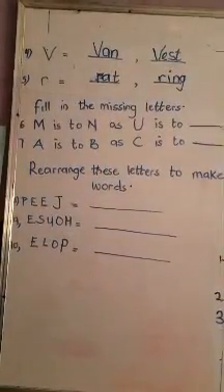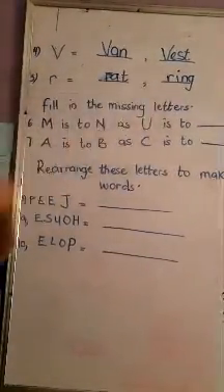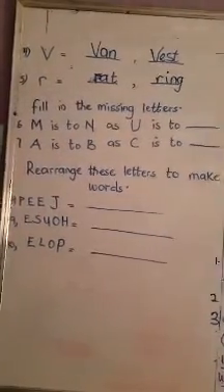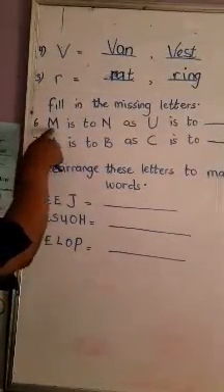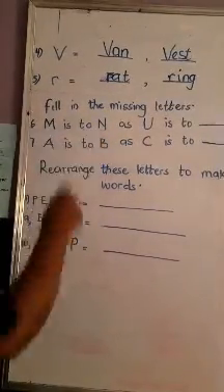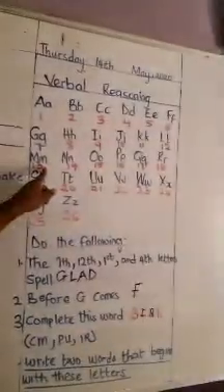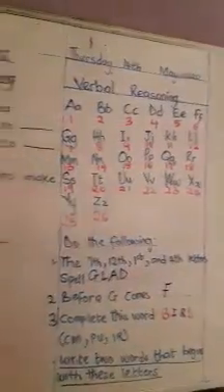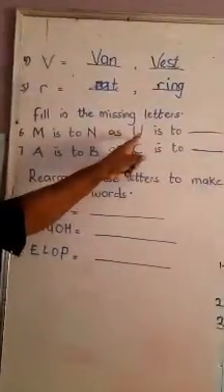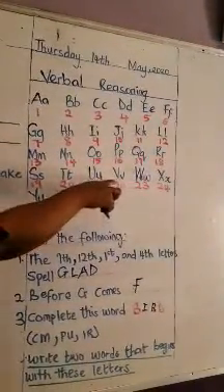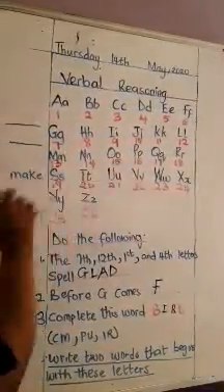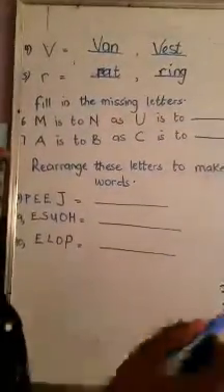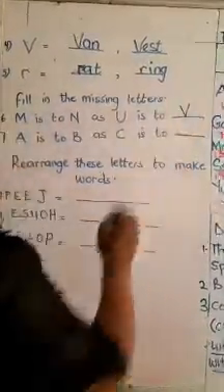Now, the next one, our number 6, says fill in the missing letters. This one is very interesting. If you put your mind to it, you will understand. Now, it says M is to N. This is our letter M is to letter N. Now, the next one is saying letter U is to, let's go to our letter U. Letter U is to letter V. What they're asking us is to say the next letter. So we write our letter V.